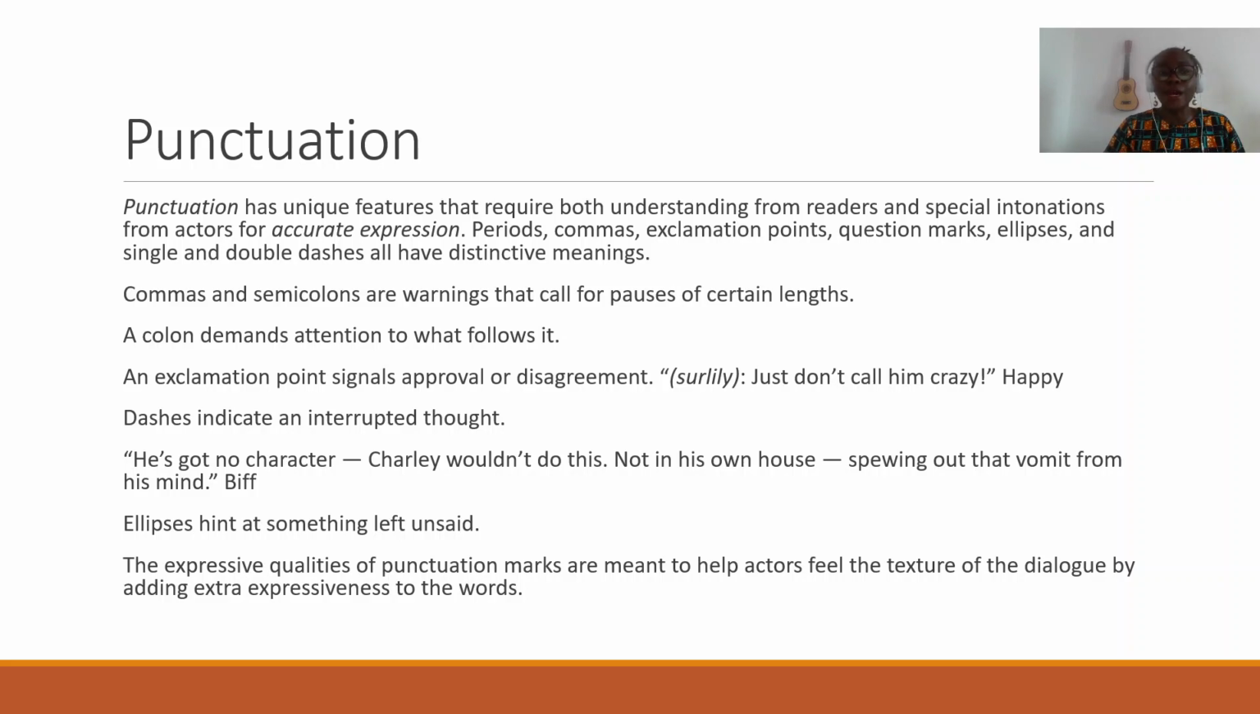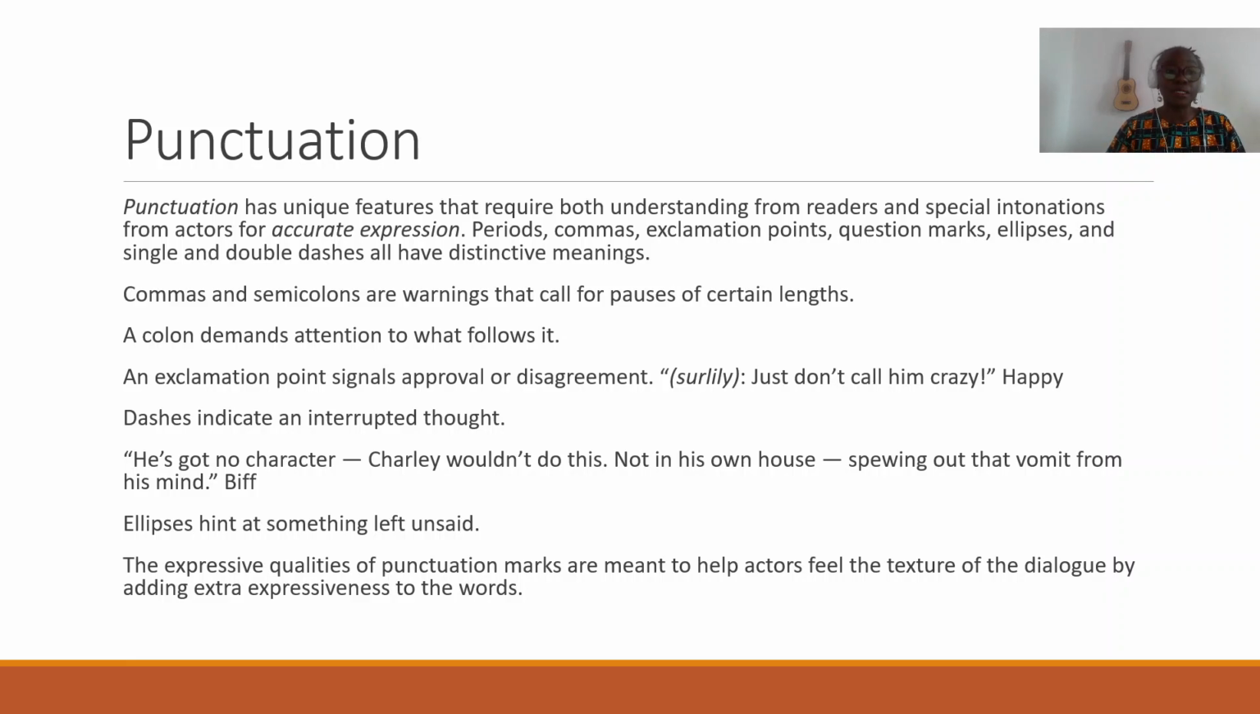"Just don't call him crazy!" This was Happy's response to Biff calling their father crazy. And this is a disagreement. And so you see the exclamation mark there. "Just don't call him crazy!" And so it helps you, the actor, to know how to react in saying these lines. You don't just say, "just don't call him crazy." Then you have not expressed the character's feelings accurately. You say, "Just don't call him crazy!" Then you have done it properly because that is what it is supposed to do.